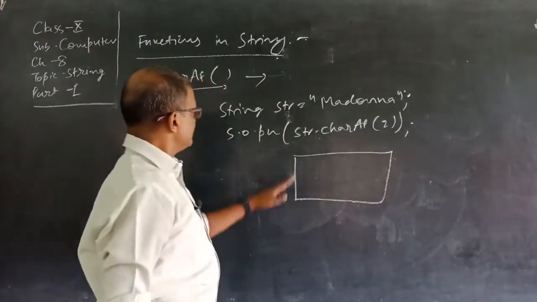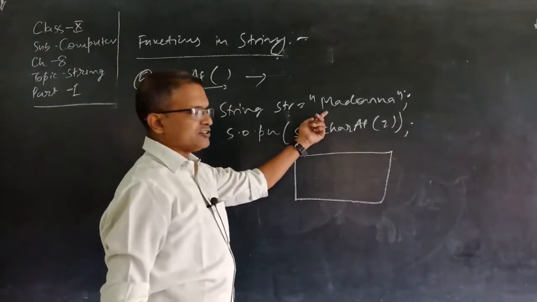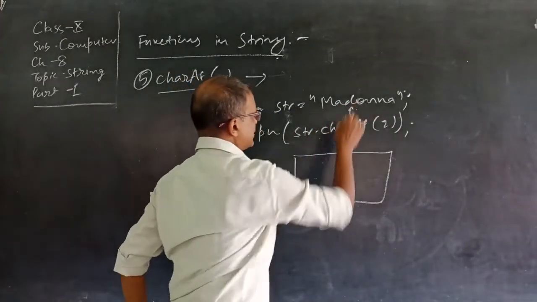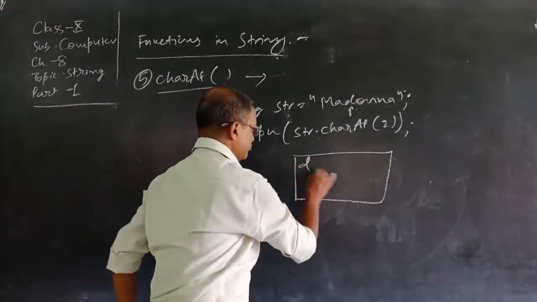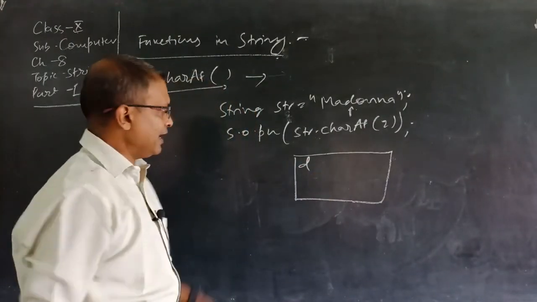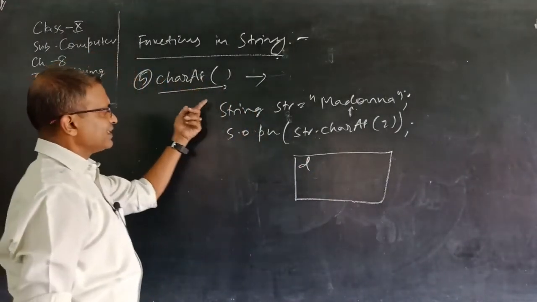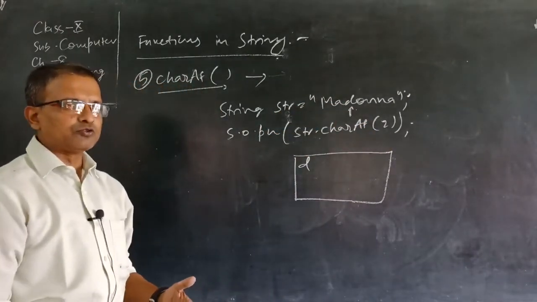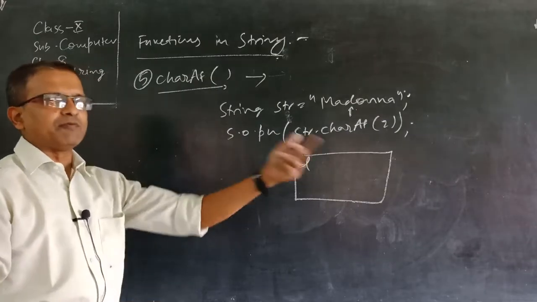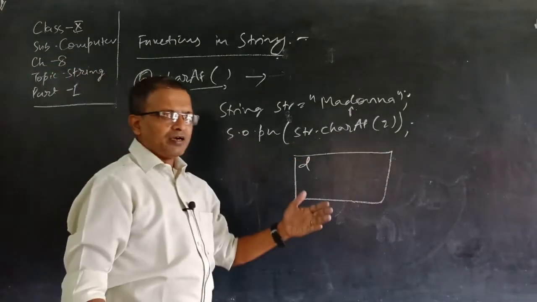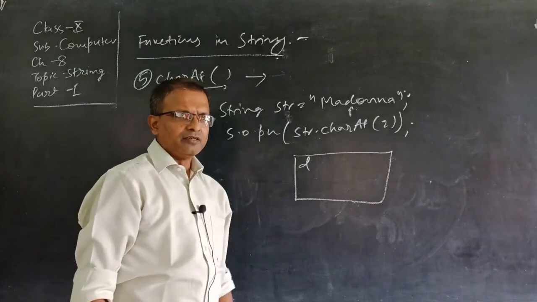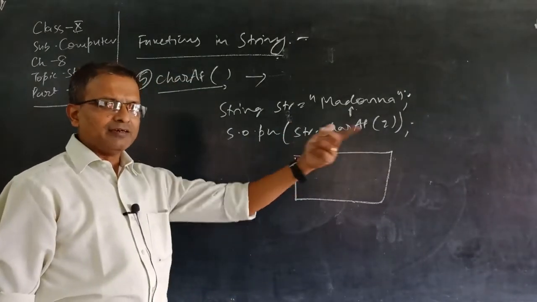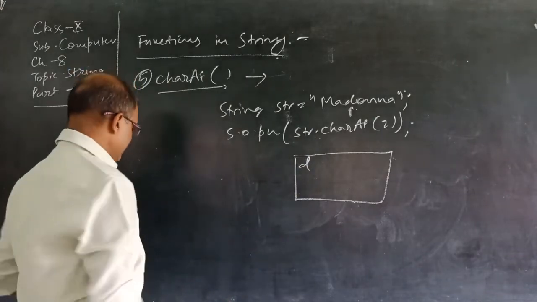In the starting I told you that a string starts with position 0. So 0, 1, 2, at the second position the character is D, so it will return D. Just as charAt finds the character at a particular position, we have another function, indexOf, that is used to find the position of a given character. We will see it in the next function.